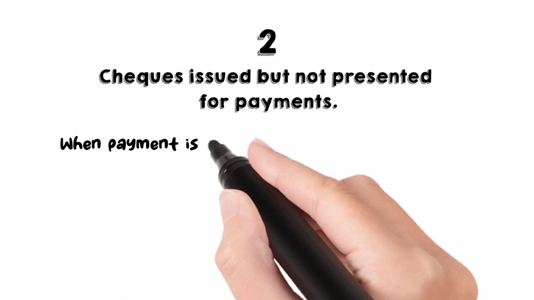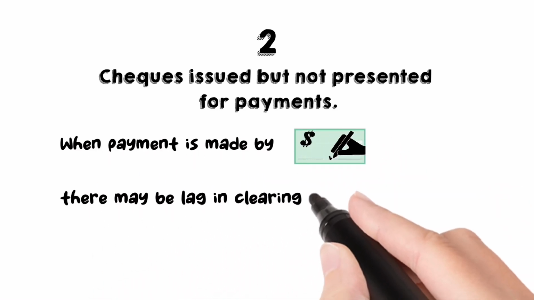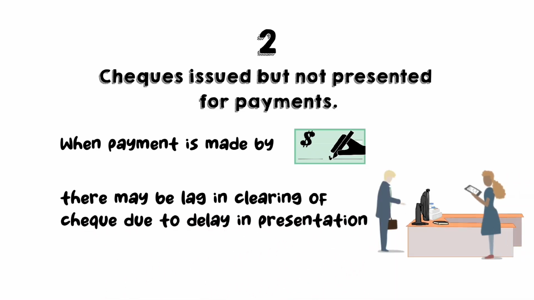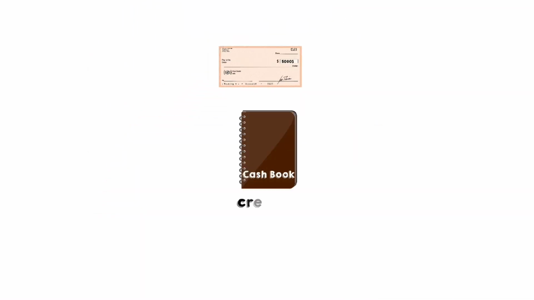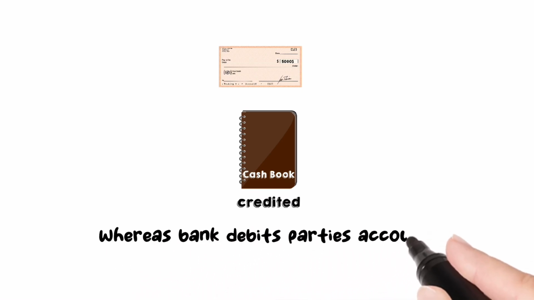Number 2. Checks issued but not presented for payments. When payment is made by check, there may be a lag in clearing of the check due to delay in presentation and collection of the check. As soon as a check is issued, Cashbook is credited, whereas bank debits the party's account only when the check is cleared.